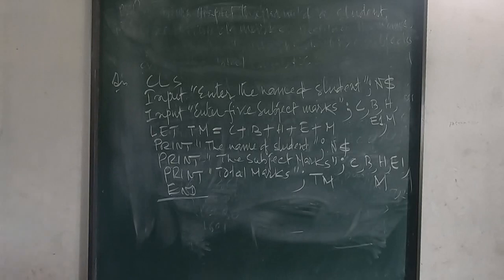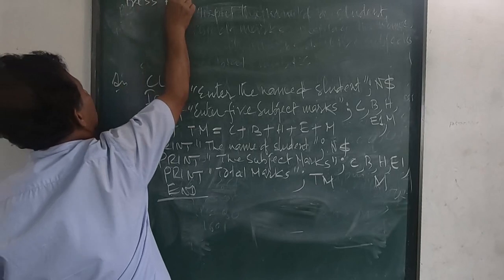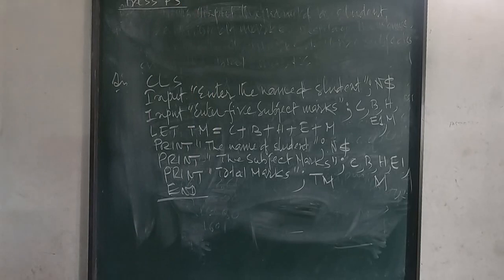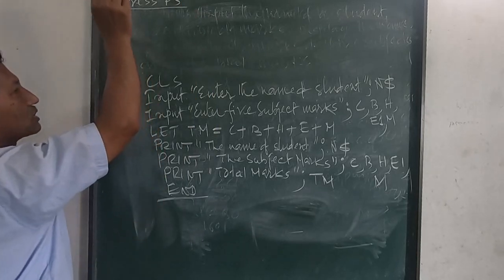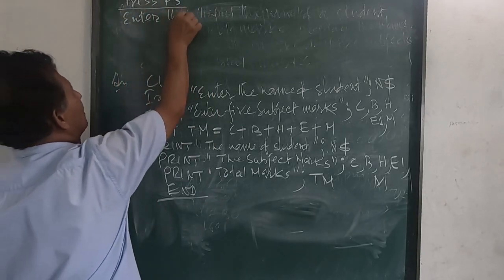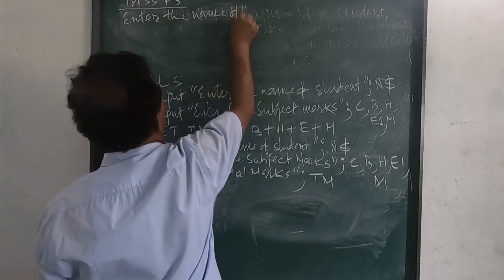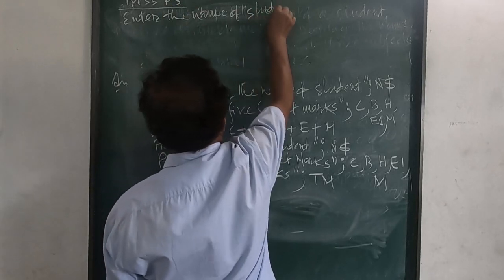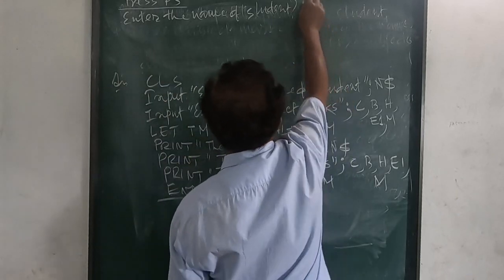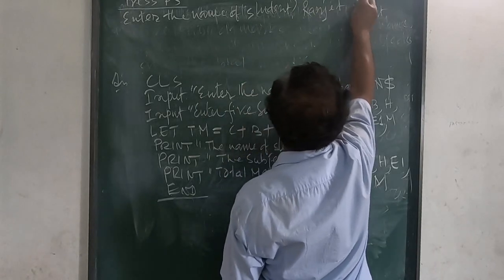When you run the program this time, press F5. Then there will be a message: Enter the name of student, question mark. Suppose Ranjit. Press enter.